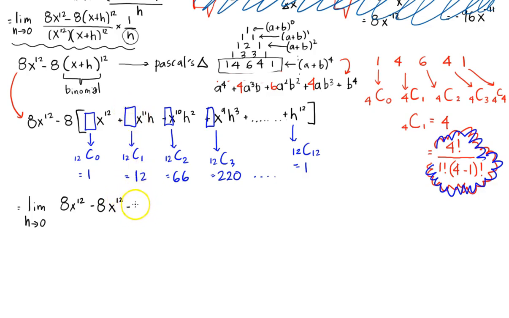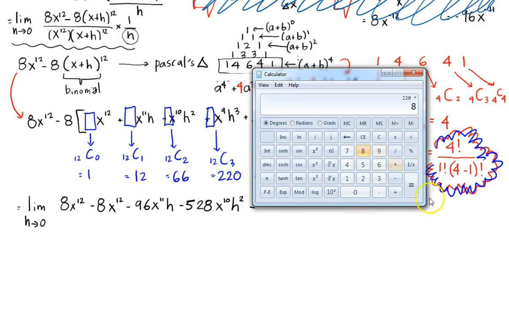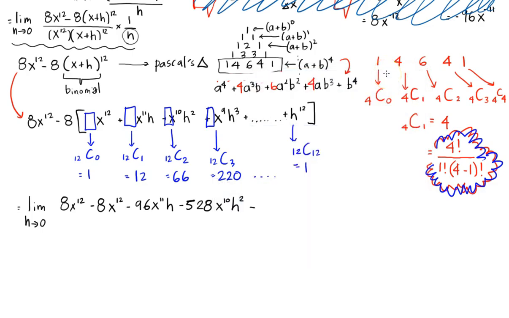Minus, you see that's a 12, so 12 times 8, that's minus 96 x to the 11 h. Minus 8 times 66, that's 66 times 8, that's 528, and that'll be times x to the 10, h squared. Minus, no, 220, shoot, 220. You know what, I need it. I can't do it, I'm a dummy. 220 times 8, I get 1,760, so that would be minus 1,760 x to the 9, h cubed, plus dot dot dot, all the way till I reach the end, which would be minus 8h to the 12.